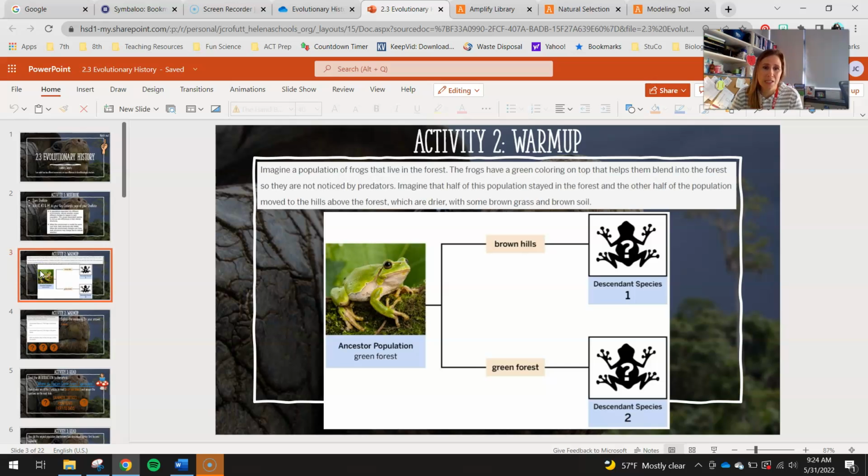Okay, for your warm-up today, you have this little population of frogs to look at. So imagine a population of frogs that live in the forest. The frogs have a green coloring on top that helps them blend into the forest, so they are not noticed by predators. So you can get this ancestor or common population right here, the little froggy with the green forest. Okay, imagine that half of this population stayed in the forest and the other half moved to the hills above the forest, which are drier with some brown grass and brown soil. Okay, so there's our two descendant species.